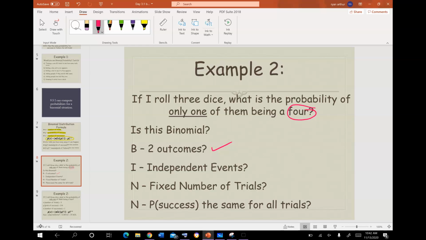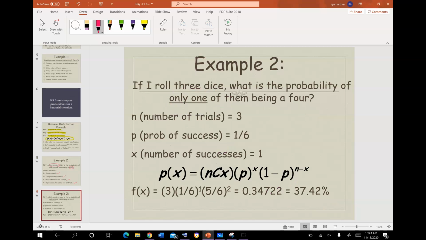Is it an independent event? We've talked about rolling dice is an independent event. Fixed number of trials. Do I know how many I have? Yeah, I've got 3 dice. So that's right. And is it the same probability? Well, if it's independent, then it is the same probability. So this is a binomial experiment or probability, okay?